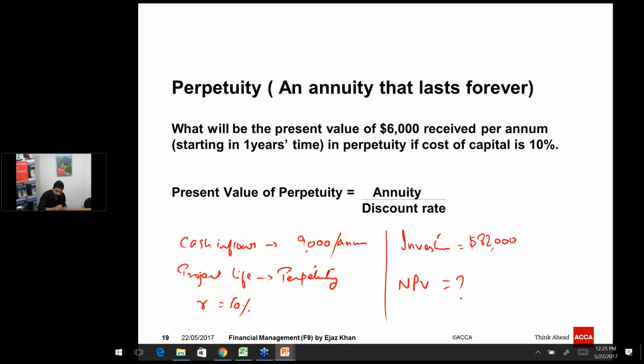Taha, no, 0.1 is not referring to year 0. 0.1 is the cost of capital. It means that if you want a 10% return, how much should we invest for 6,000 per annum? That's 60,000.